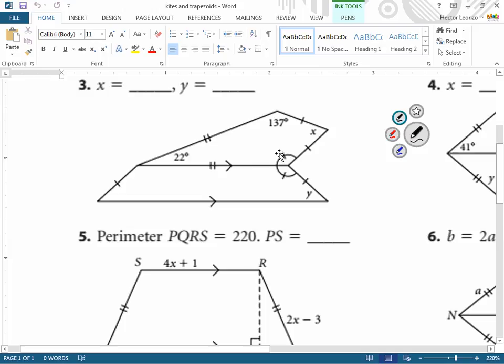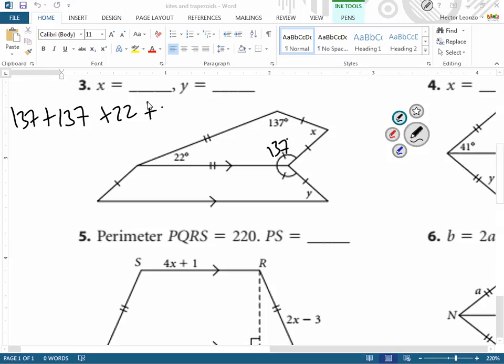This angle right here, do we know how big is this angle? It starts with a 1. 182. No. 137. Because remember, the two side angles are congruent. So if we do stand it, that is 137. For me to solve for x, I'm going to go 137 plus 137, because I'm adding the two side angles, plus 22 plus x. You notice I'm adding the four angles of the kite. 137 plus 137 plus 22 plus x equals what?